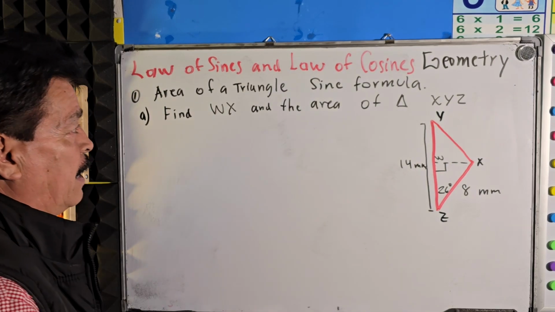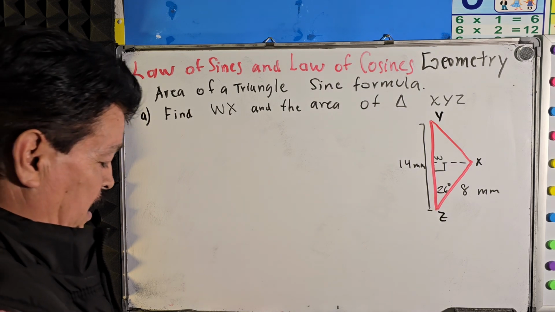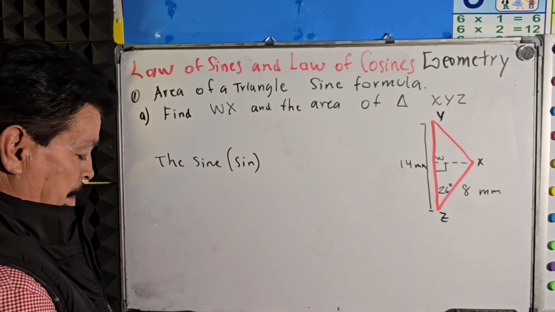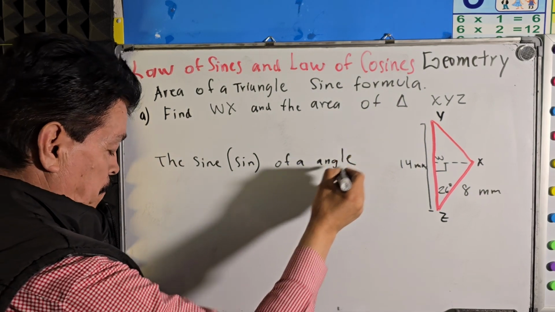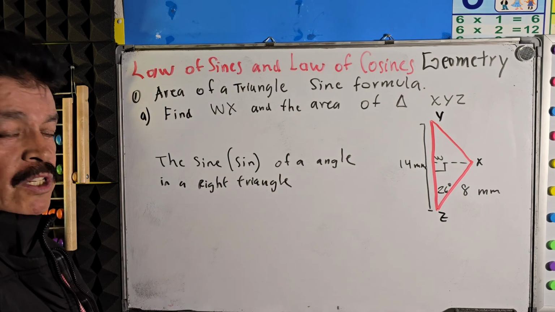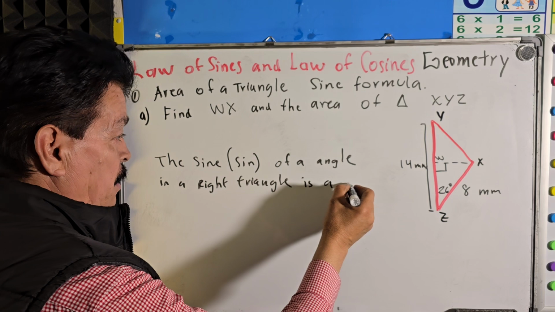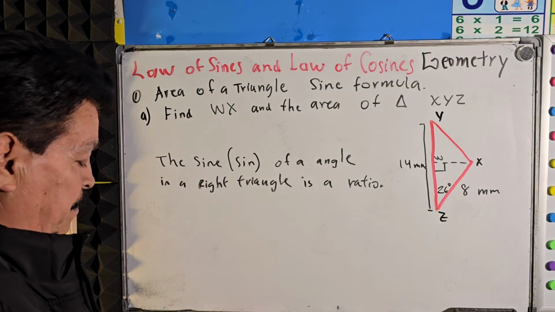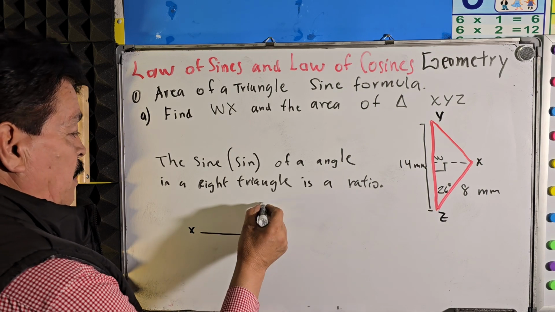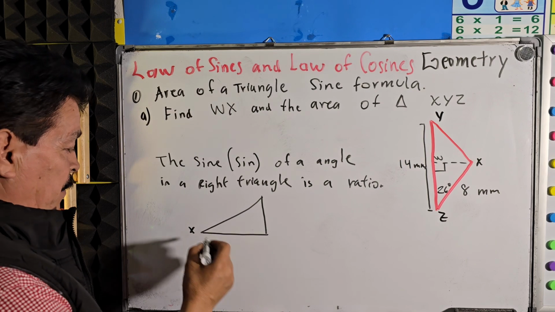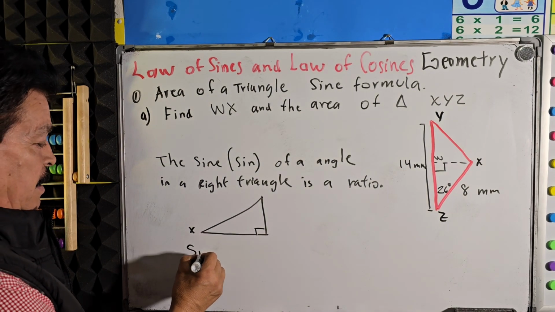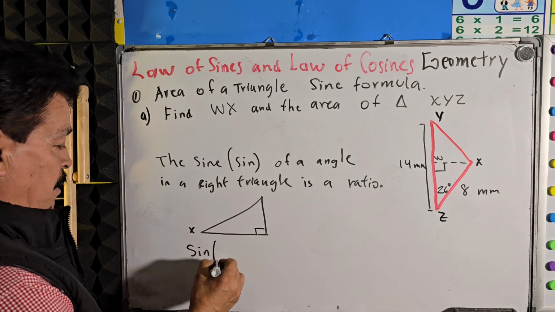So we have to remember the concept of the sine and the cosine. The sine of an angle, when we are talking about right triangles, is a ratio. This is the main concept. So I want to draw a picture right here. If, for instance, we have this triangle right here, this is our right triangle, and this is X, and this is the right angle right here. Then the sine of X.